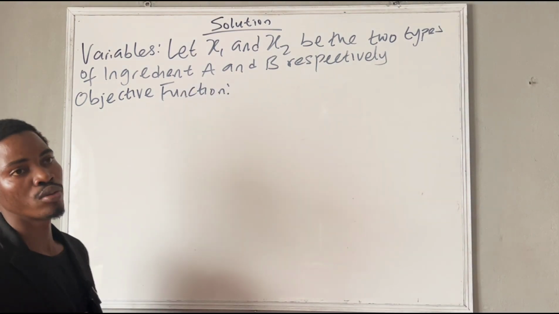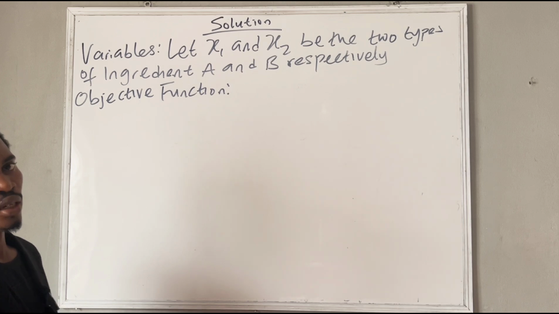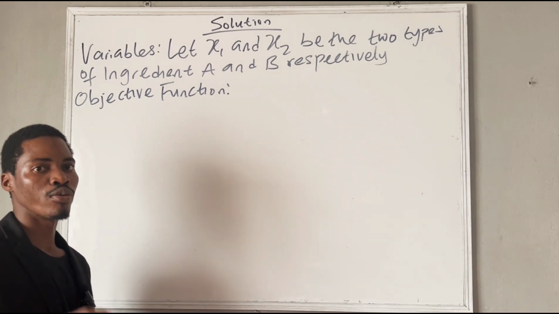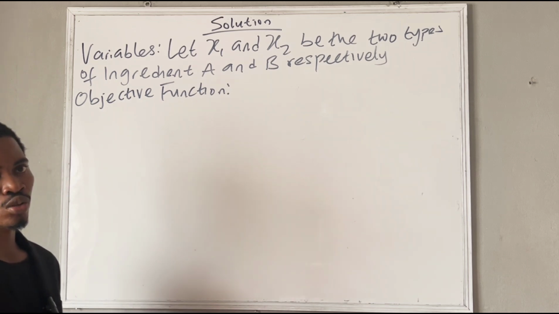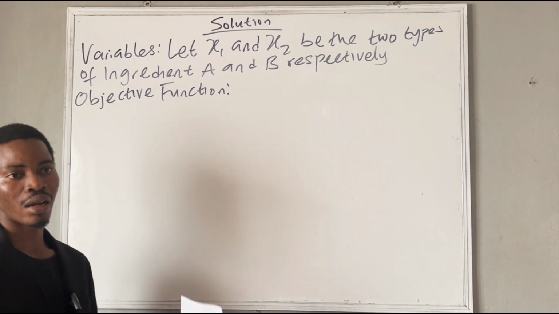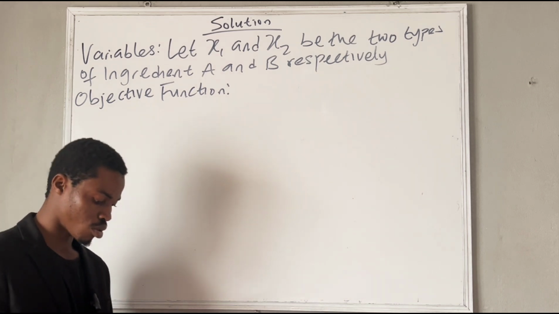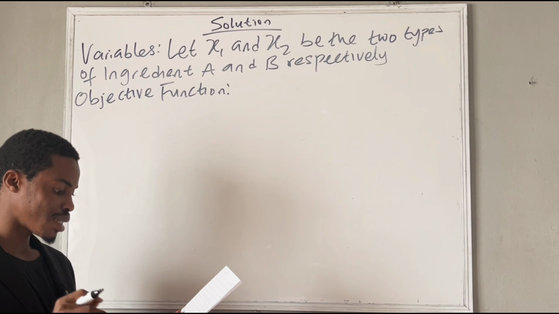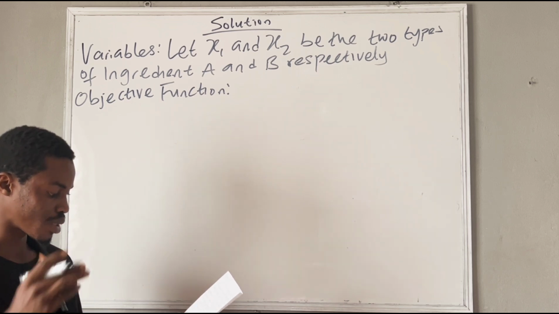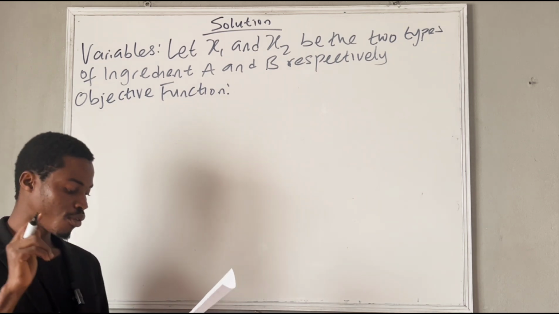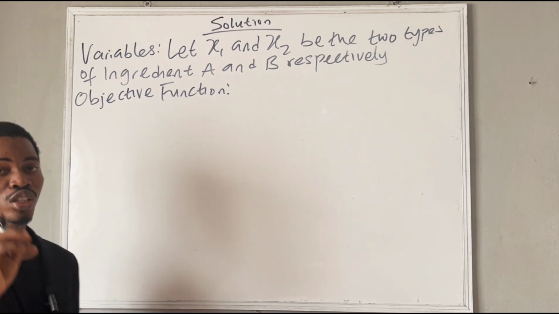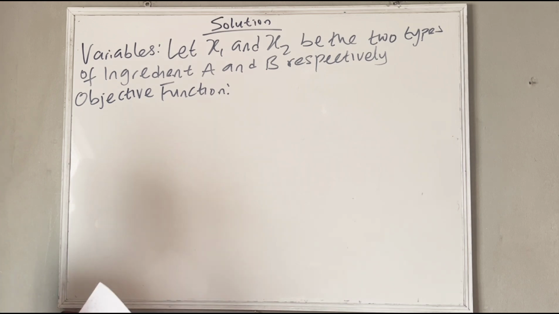For us to formulate the objective function, we have to read the question very well and interpret it. Remember that when we are formulating the objective function, we deal with maximization and minimization. Maximization is for profit and minimization is for cost. The question said A costs 48 naira 40 kobo per kilogram. So it's a cost, not a profit, and when we are dealing with cost, we are going to minimize cost.